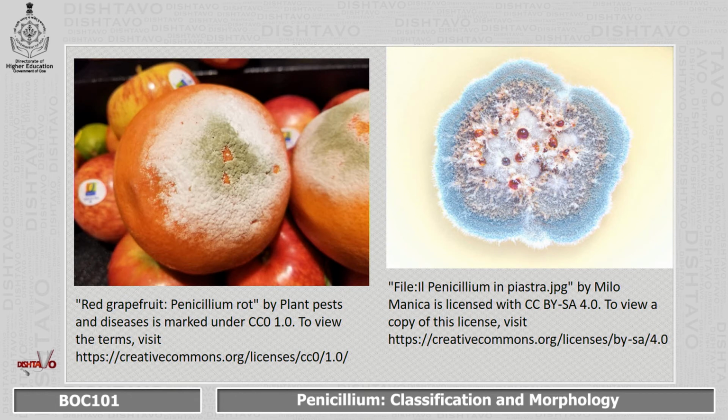This is how it grows, wherein it is decaying or degrading the fruits, and when we grow this Penicillium on agar medium, we can observe the colony like this. You can see the blue-green mycelium of the Penicillium, so it is also called blue or green mold.